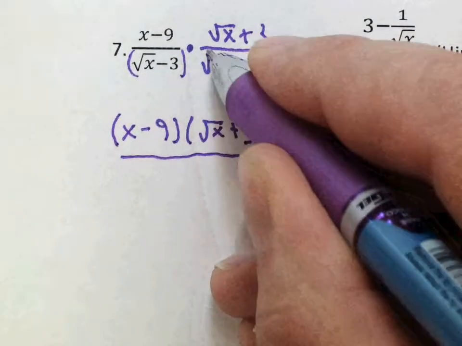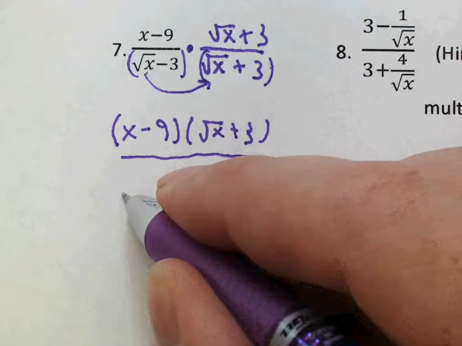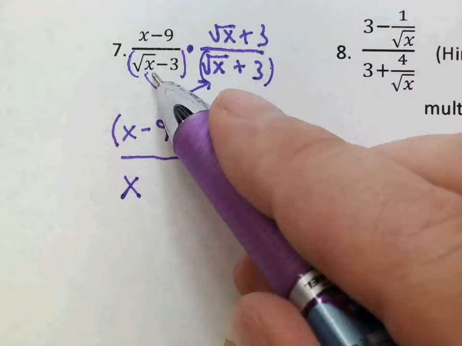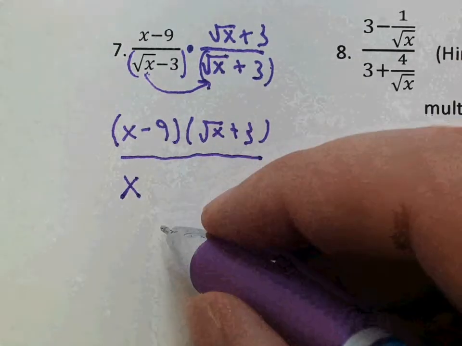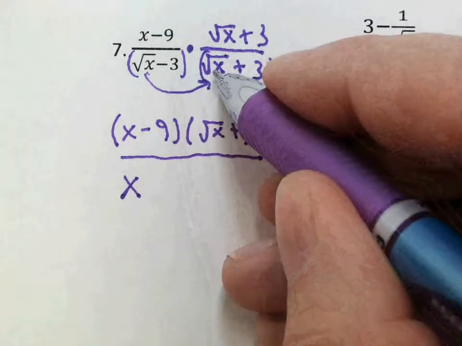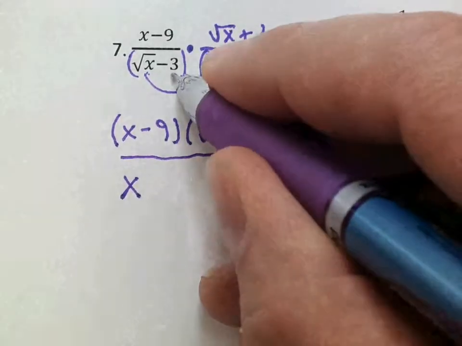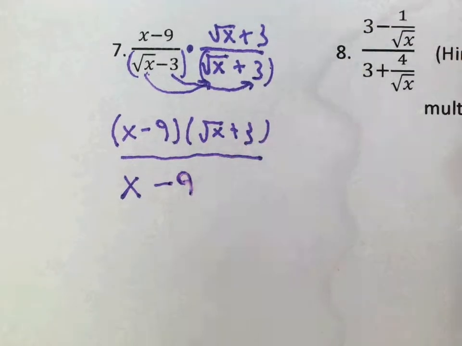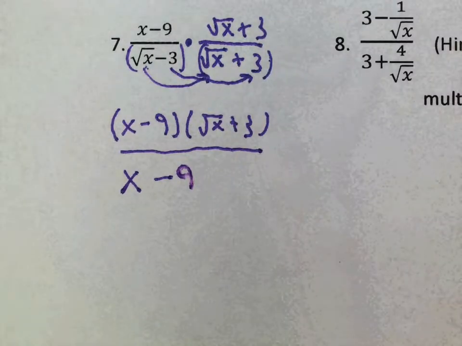This is a binomial times a binomial. So the first thing multiplies. Square root of x times square root of x is x. Then square root of x times 3 is 3 square root of x. And negative 3 times square root of x is negative 3 square root of x. So 3 square root of x minus 3 square root of x is 0. That all cancels out. And so the only other term that will matter is the negative 3 times positive 3, which is minus 9. That's why the conjugate works, because the middle terms with the square roots cancel out.